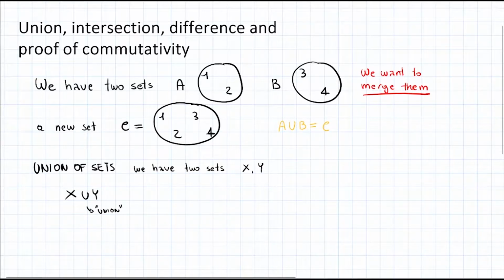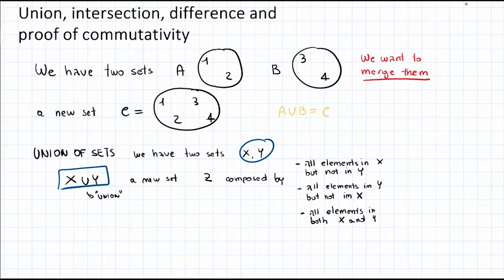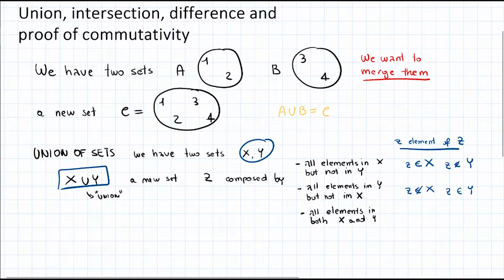In general, if we have two sets X and Y, we say that X union Y, denoted by this notation, results in a new set Z composed by all elements that are in X but not in Y, all the elements that are in Y but not in X, and all the elements contained in both X and Y. Meaning that if z is an element of capital Z, the first statement corresponds to the fact that z belongs to X, but z does not belong to Y. The second corresponds to z does not belong to X, but z belongs to Y. And the third is that z belongs to X and z belongs to Y.